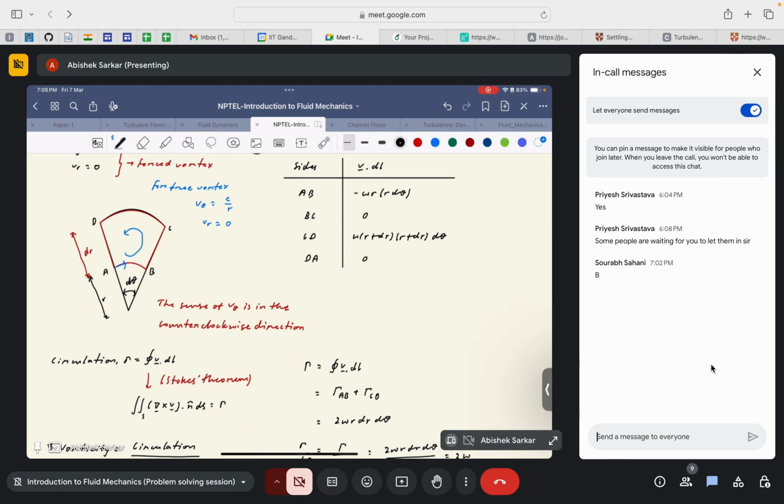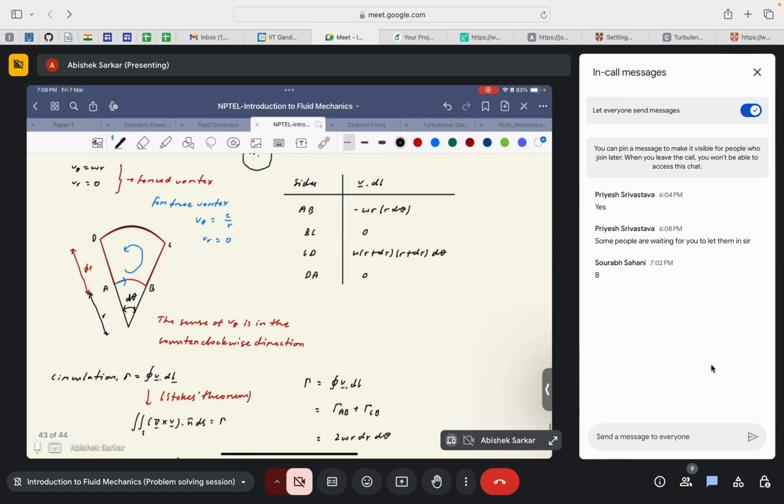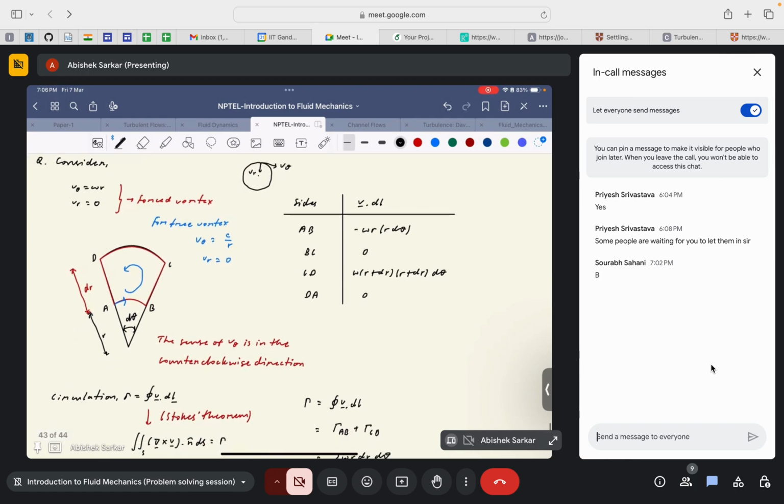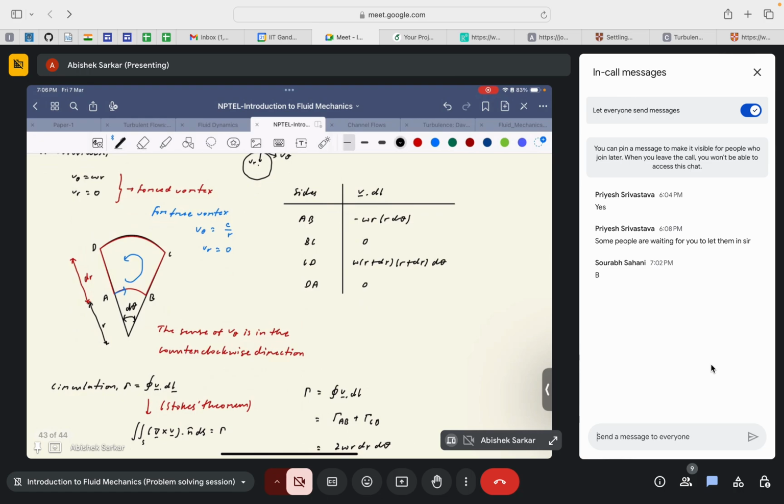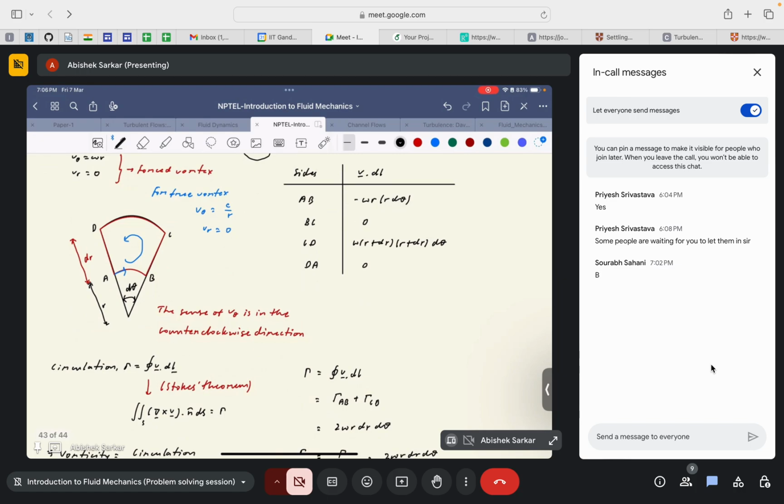This was thoroughly discussed by Prof. Chakraborty, so I'm not going to read it again and again, but I'll go to the example so that it clarifies the doubt. Circulation is defined as the line integral of v dot dl. For the sake of simplicity, if you just want to see whether the net circulation is 0 or not, you can convert this line integral into a surface integral using Stokes theorem.